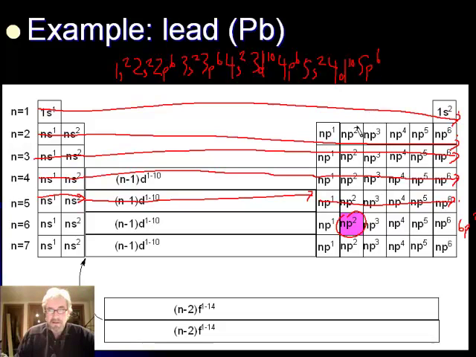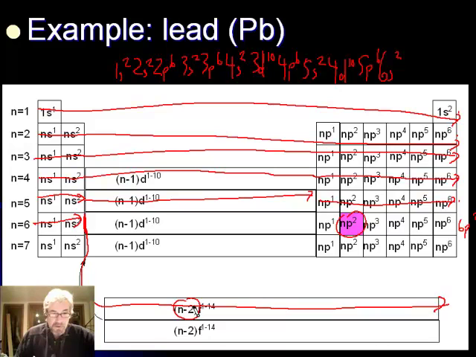Now I'm in row 6. First 2 are 6s2. Now, right here, I'm really supposed to jump into here. And I go all the way through this row. That's 14 F's, and they're 2 less than the row number, which means 4f14.